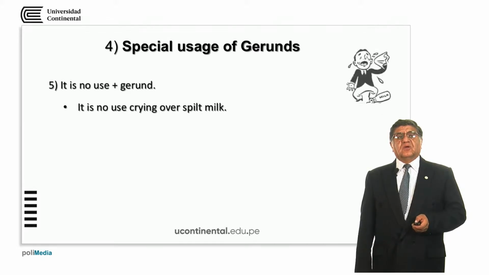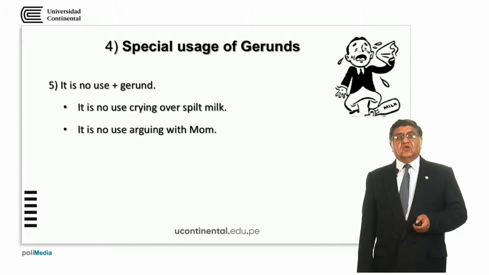Also, we have it's no use, and this is redundant, but we need to express the idea in this way to give emphasis to it, to emphasize it. It is no use crying over spilled milk. It's a common and very known saying. It's no use arguing with mom. She will always have the reason. The final word is hers.